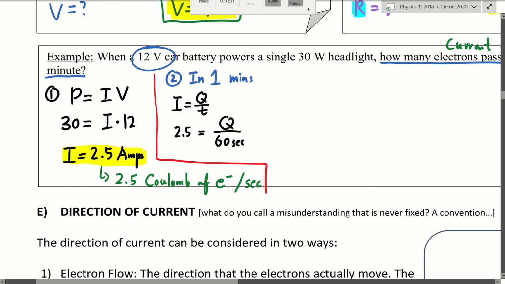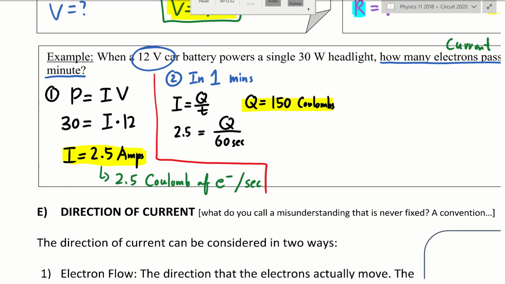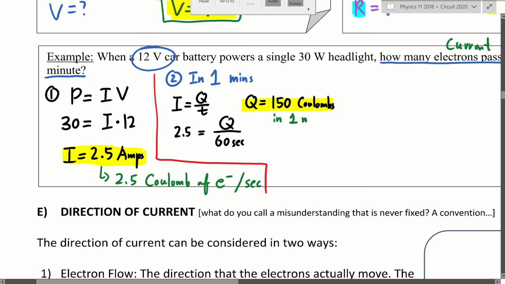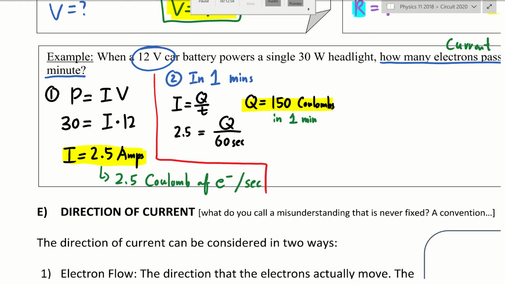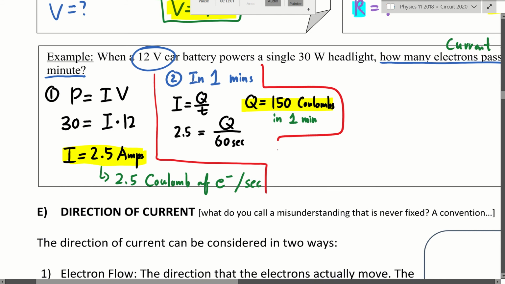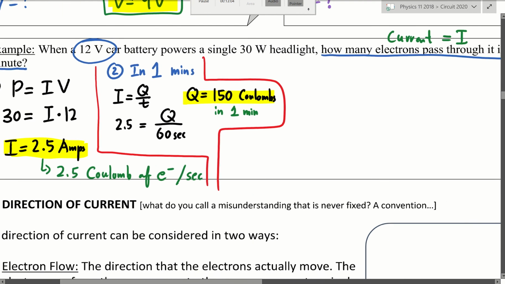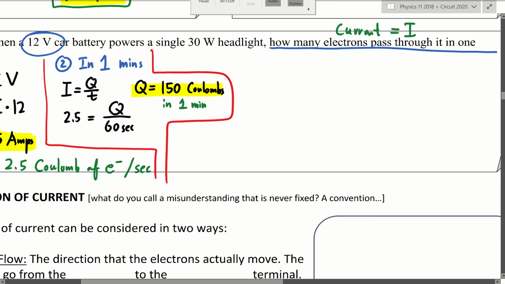then the amount of charge has to be 2.5 times 60, 150 coulombs. So 150 coulombs of electrons in 1 minute. Okay, so you say, Mr. Chang, are we done? 150 electrons. No, 150 coulombs of electrons is not the same as 150 electrons. Remember, it's like 1 kilogram of sugar has a lot of little tiny grains of sugar in it.